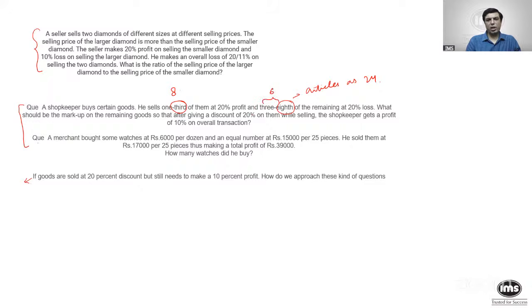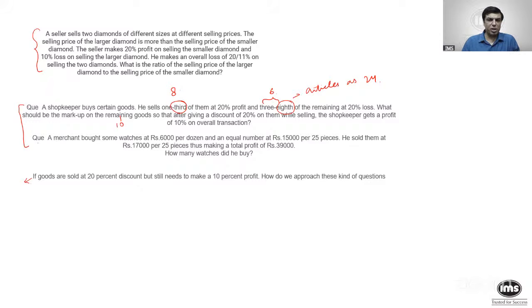So 8 articles at 20% profit, 6 articles at 20% loss. And then the remaining will be how many? Remaining 10. Okay, so remaining will be 10 articles. So remaining 10 articles should be sold after giving a discount of 20%. What should be the markup on them so that the shopkeeper gets a profit of 10% on overall transaction?